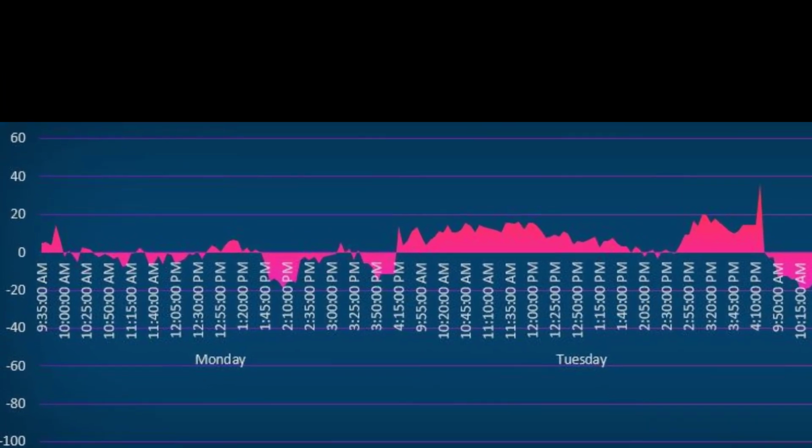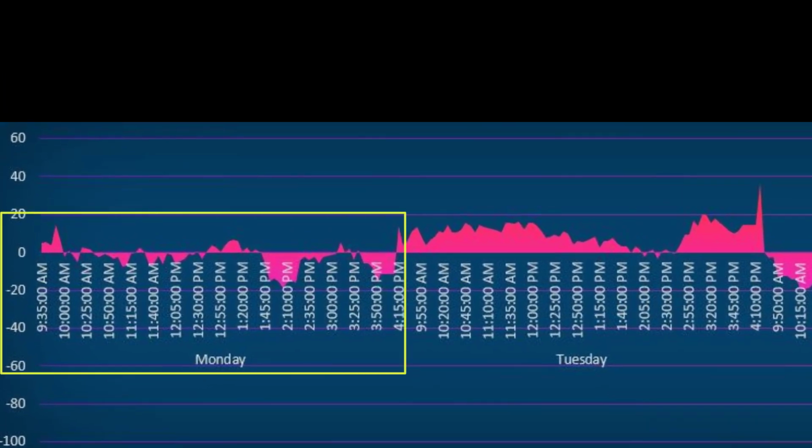So let's look at the 5-minute chart on Monday. And the first thing we'll notice is that there's hardly any movement. It's very little movement up and down. We're somewhere in the range of 15 to 20 points. So what that's telling me is that there's not a lot of movement on Monday.